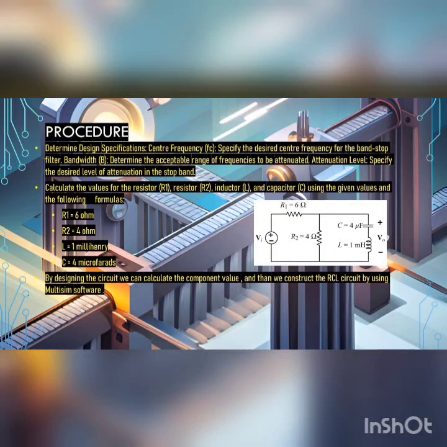Calculate the value of resistor R1, resistor R2, inductor L, and the capacitor C using the given values and the following formula. R1 6 ohm, R2 4 ohm, L 1 millihenry, C 4 microfarad. By designing the circuit, we can calculate the component values and then reconstruct the RCL circuit by using Multisim software.